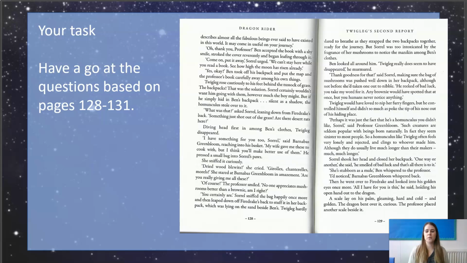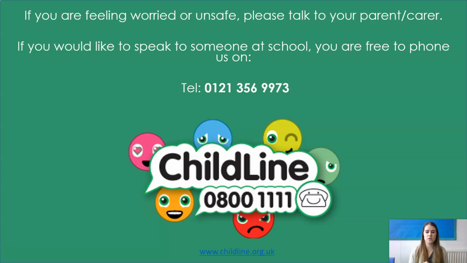Okay, so what I want you to do is have a go at some questions based on pages 128 to 131 that we've read today. I'm not going to give you too many questions on this one because I'm going to give you the 3-mark question in there as well. Again, that takes a little bit longer to have a go at completing. Once you've then had a go at doing that, that's the end. That is your last reading lesson for home learning that you guys will have completed at home.